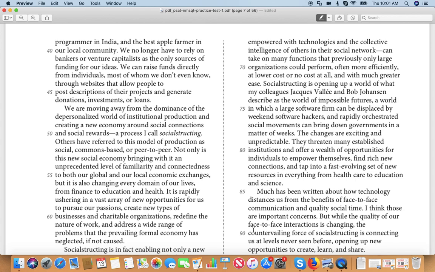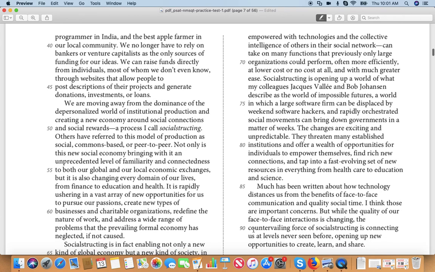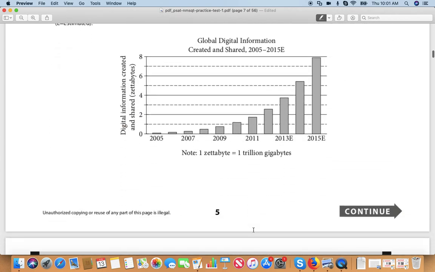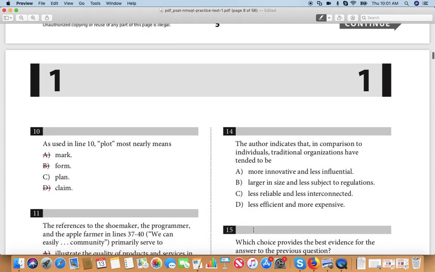Do we see any evidence for that? Like line 69, where it can take on many functions. I'm not sure. Okay, let's leave it. Go ahead and read answer choice B. Larger in size and less subject to regulations.